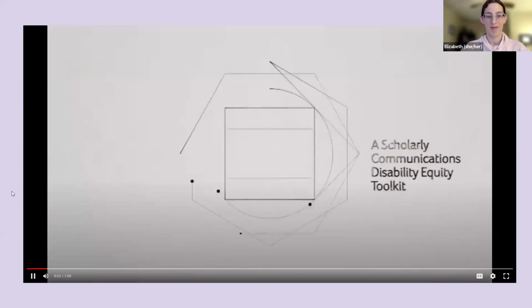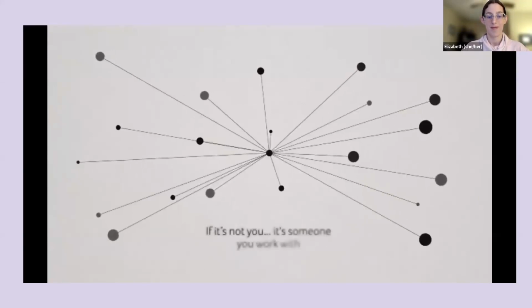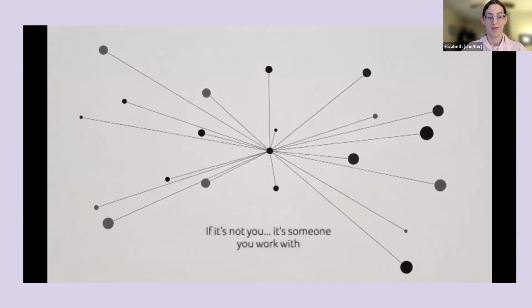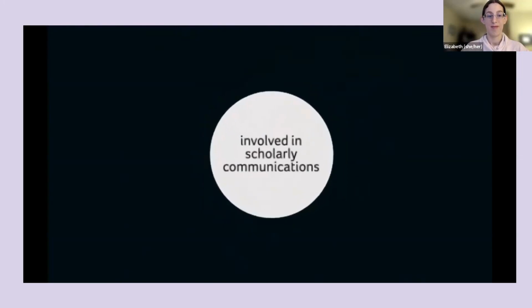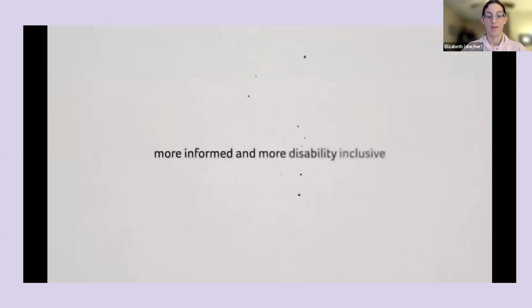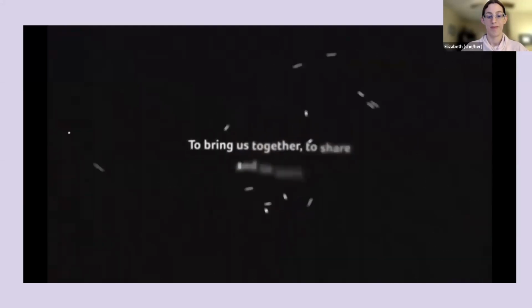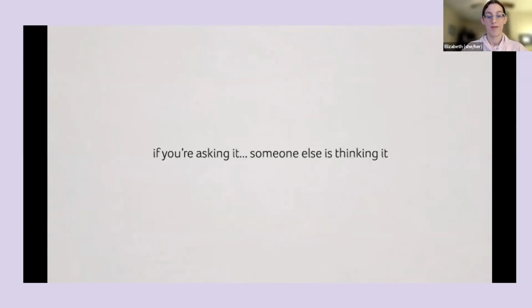Welcome to the Scholarly Communications Disability Equity Toolkit. 1 in 7 people have a disability. So if it's not you, it's someone you work with. Our toolkit is for everyone involved in scholarly communications. It'll help you be more informed and more disability inclusive. To bring us all together to share and to learn. Because no question is too small or too basic. If you're asking it, someone else is thinking it.